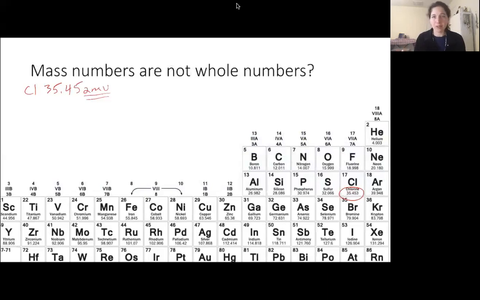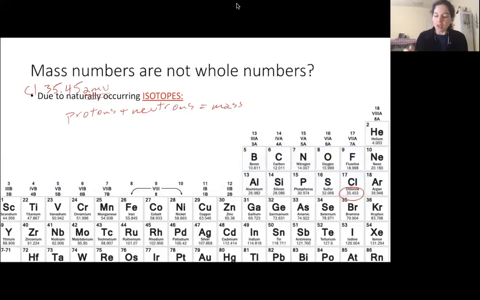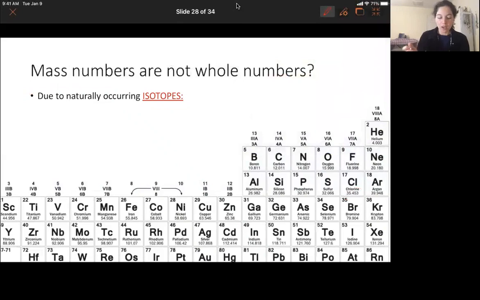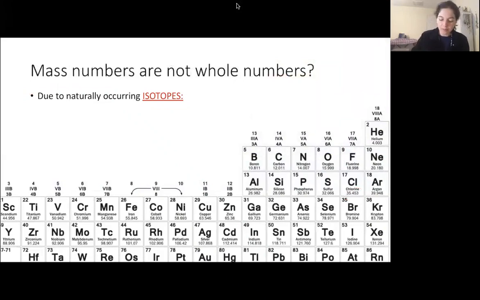So these are not whole numbers, which is weird because we thought that protons plus neutrons equals our mass. Can't have half a neutron, half a proton, right? This occurs because of what we call isotopes. Isotopes are elements that have different masses. Same element, different mass. So it's chlorine, but it's got a different mass number.